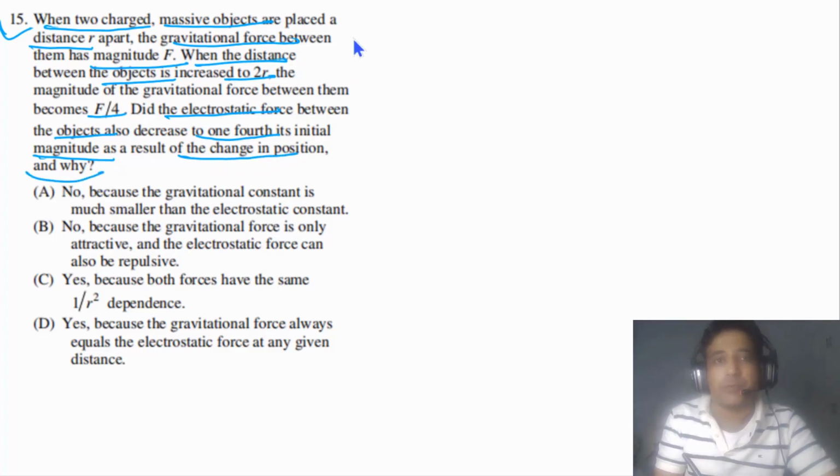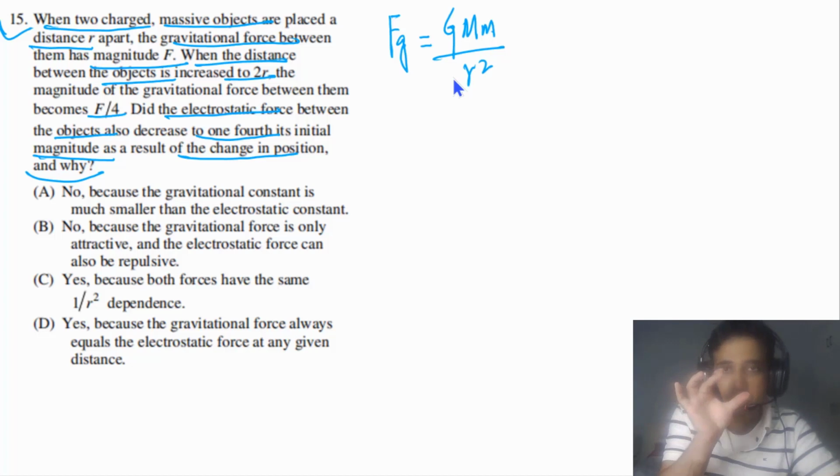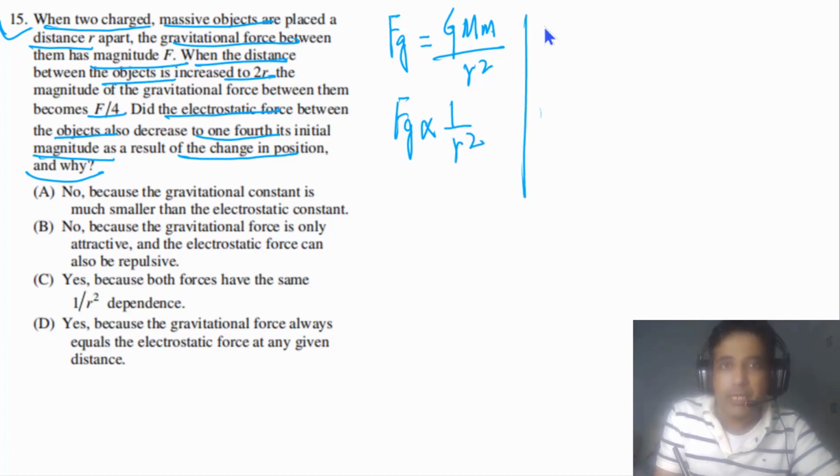So for this question, we need to understand first of all how gravitational force changes with distance. Gravitational force is equal to G capital M small m over r square. r is the distance between centers of these two masses. From here we can simply say gravitational force is inversely proportional to r square. And if you look at electrostatic force, it also obeys the inverse square law, so this is divided by r square. From here we can see electrostatic force, Fe, is also inversely proportional to r square.